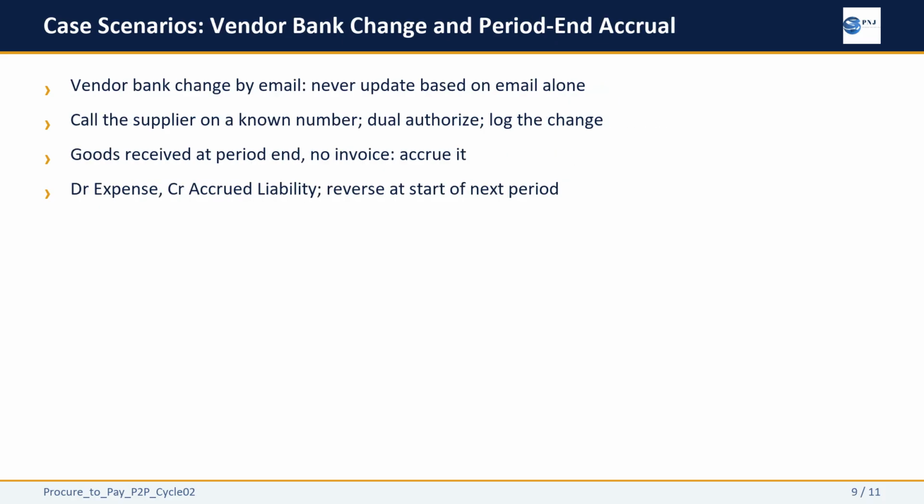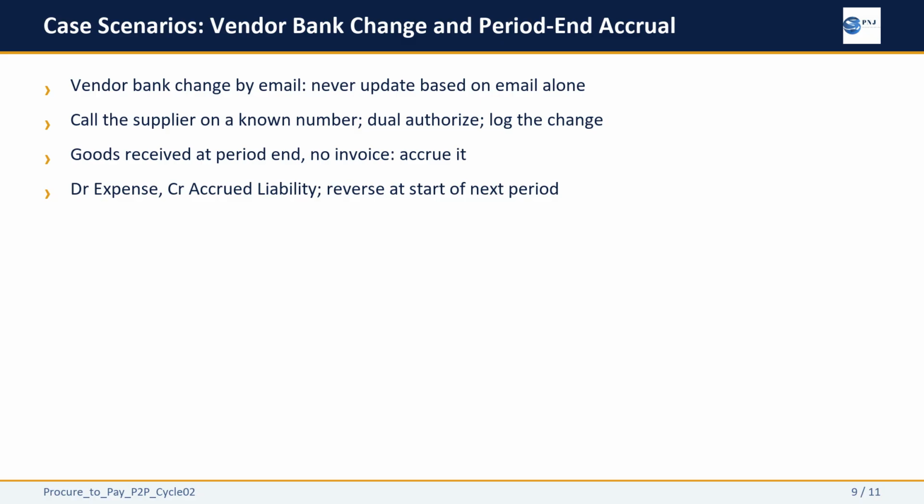The third scenario is a vendor bank account change request received by email. This is one of the most common fraud vectors in P2P, and the advisory response must be unambiguous. Never change vendor bank details based on email alone, regardless of how legitimate the email looks. Call the supplier on an independently verified number. Get dual authorization. Log the change with full documentation.